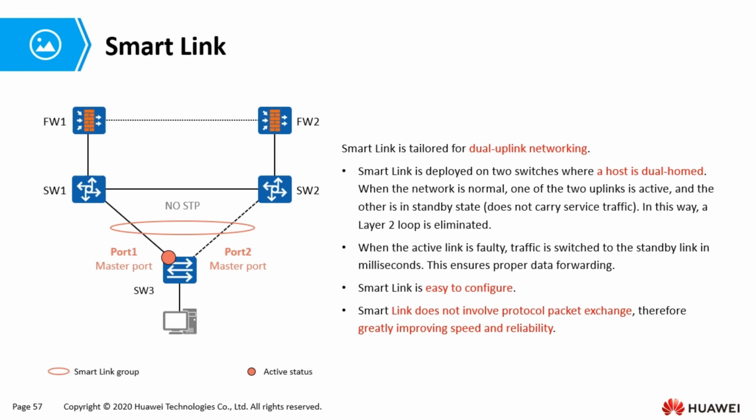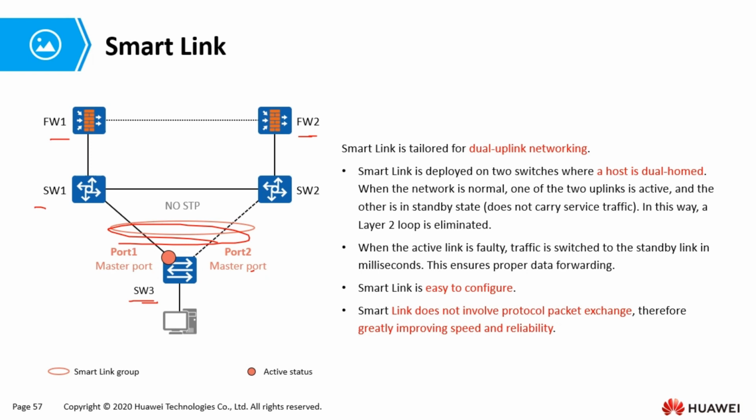Okay, and also, Huawei also introduces Smart Link for dual-uplink networking. If you look at this figure, your switch three is connecting to firewall 1 and also firewall 2 with two uplinks. So in this way, the switch has two uplinks to the uplink devices. Basically, you can apply Smart Link on the switch to configure this.